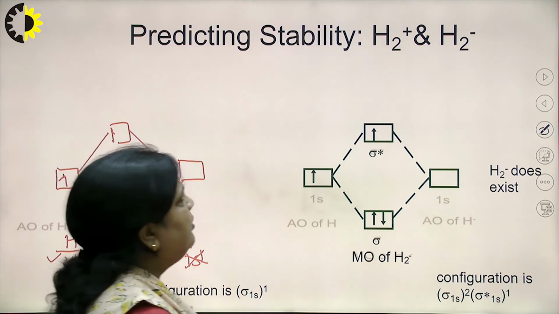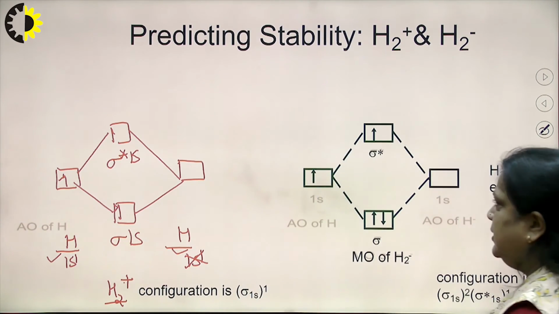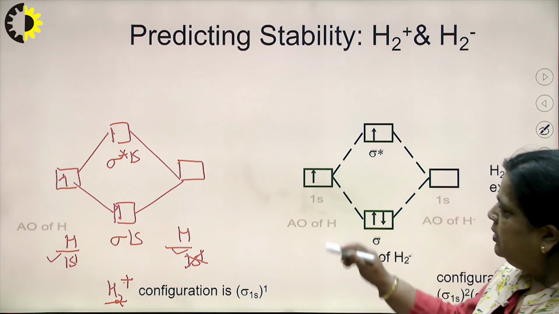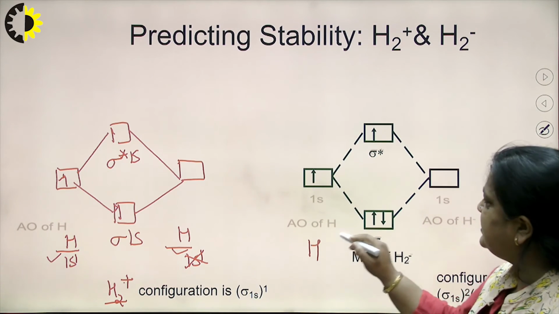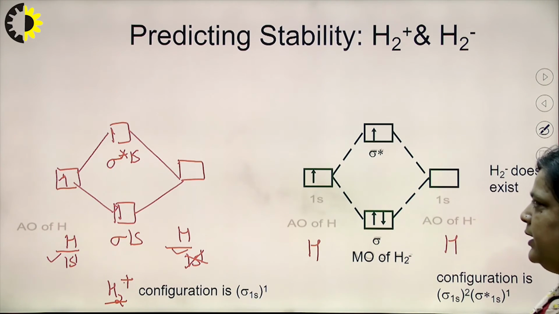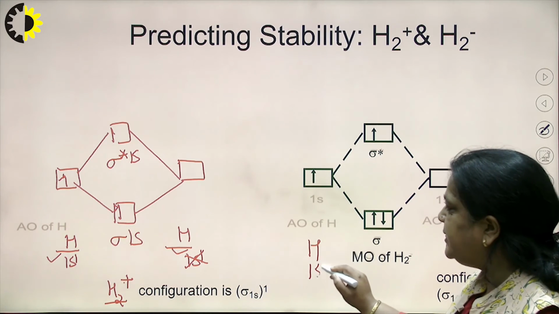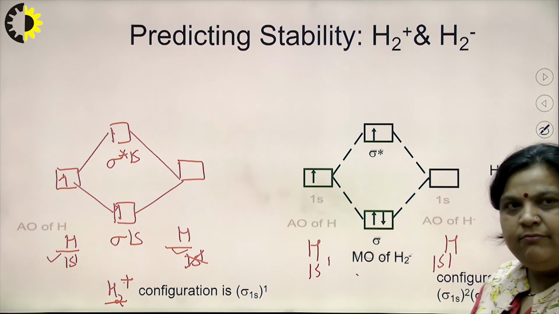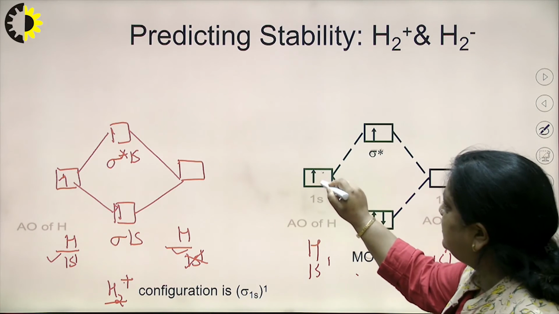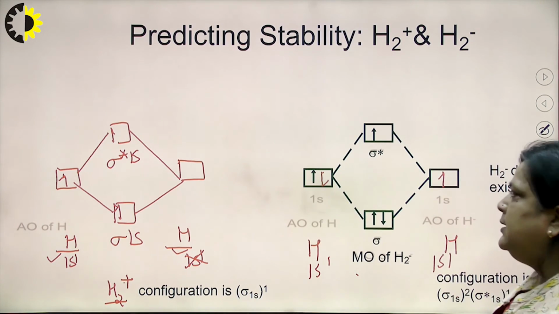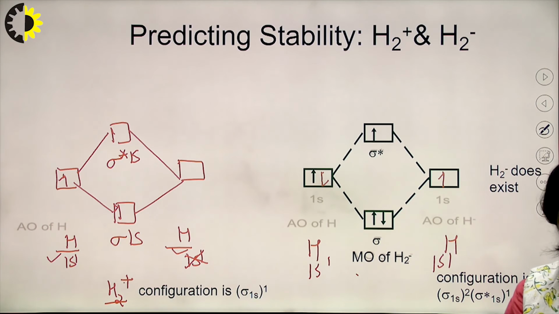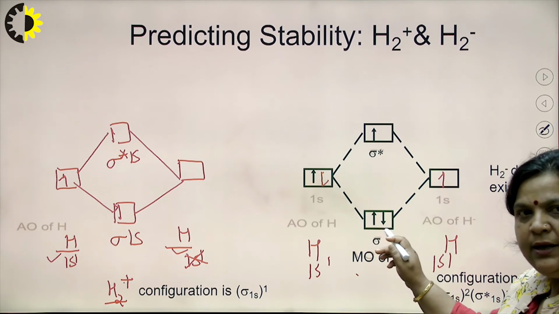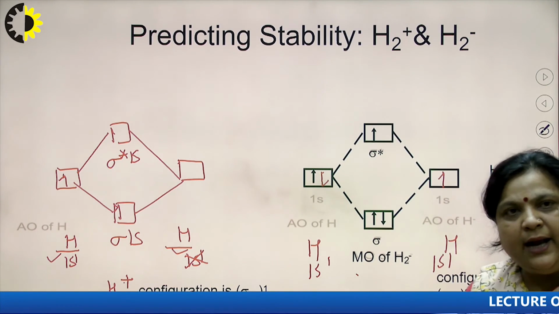Now, in case of H2 minus, again the method is the same. We write the atom on this side as well as on this side. H has only one electron, so 1s1 and 1s1. But since it is H2 minus, one electron is added. Now, how many electrons in atomic orbitals? There are 3. So, we have to fill 3 electrons in molecular orbitals. The first 2 electrons will enter the bonding orbital and the remaining 1 will enter the anti-bonding orbital.